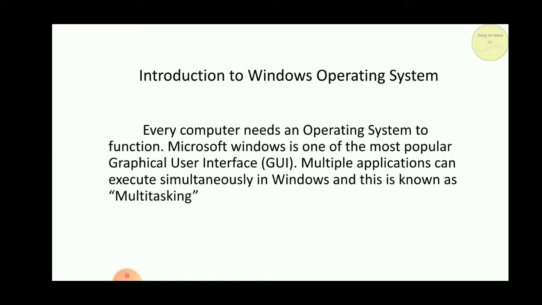And then multitasking. Multitasking in an OS is allowing a user to perform more than one computer task at the same time. That is, operation of application programs. For example, when you open your Word and then open the browser at the same time, you are causing the OS to do multitasking. That is, multiple applications can execute simultaneously in Windows and this is known as multitasking. So, Windows OS allows multitasking and it is one of the most popular graphical user interfaces.